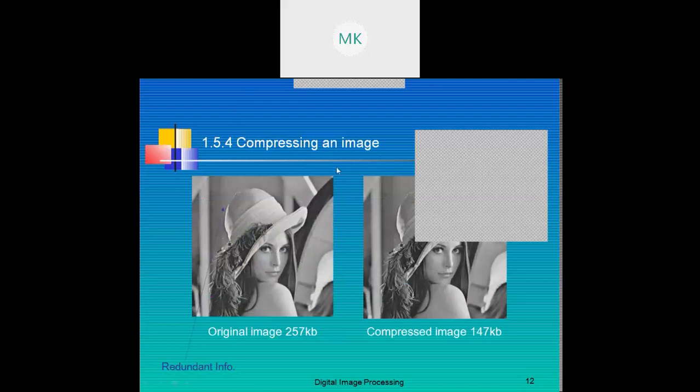Next is compressing an image. This is the original image, which requires 257 KB for storage. The compressed image requires 147 KB. So redundant information needs to be eliminated from the original image. Compression deals with techniques for reducing the storage required to save an image or the bandwidth required to transmit it.